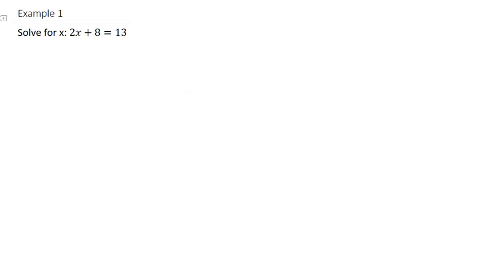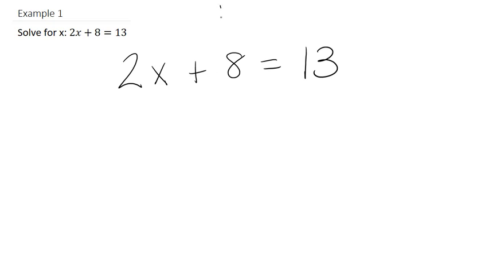Solve for x. We have 2x plus 8 equals 13. Now, when we are solving, we work backwards. We're going to add or subtract before we multiply or divide. So the first thing we're going to need to do is deal with this. The reason we deal with the plus 8 first is because we really want to get this variable all by itself. So in order to do that, we need to start getting the left-hand side, moving things over to the right.